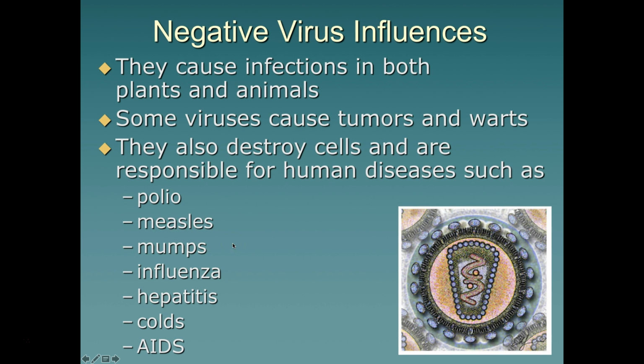So what are some negative virus influences? They can cause infections in even plants, and we do know animals. They can cause tumors and warts, and they can also destroy cells and are responsible for human diseases like polio, measles, mumps, influenza, otherwise known as flu, hepatitis, the common cold, AIDS, and HIV.